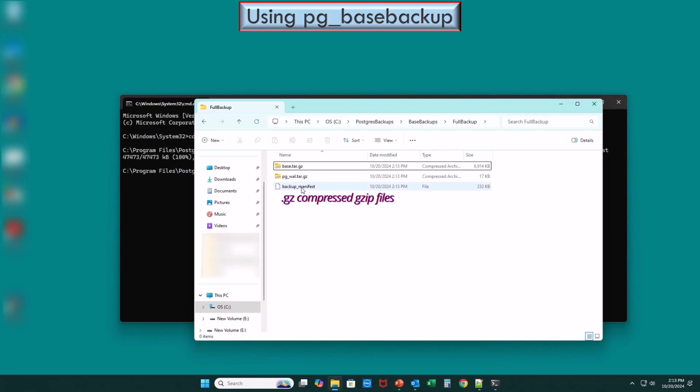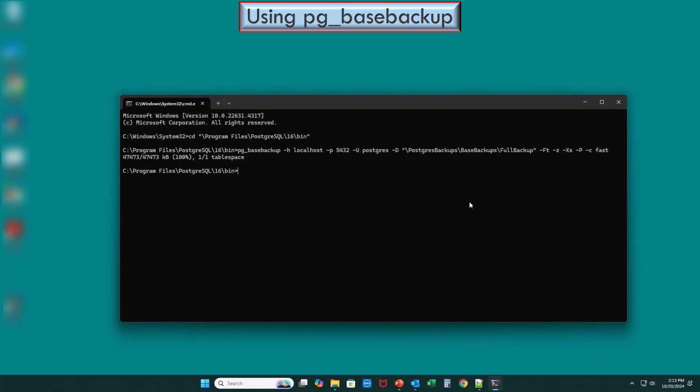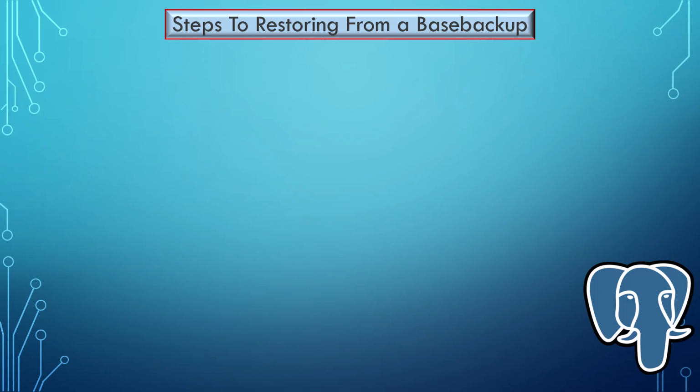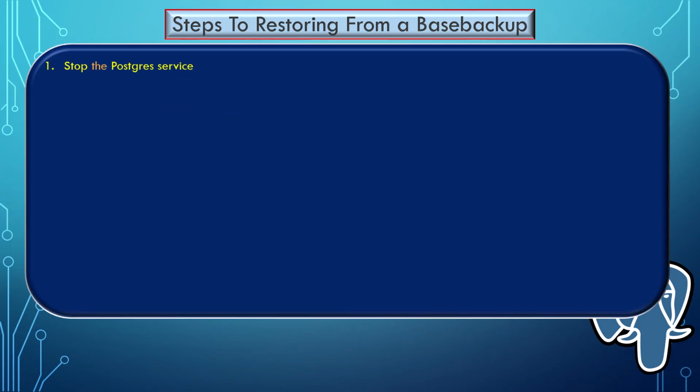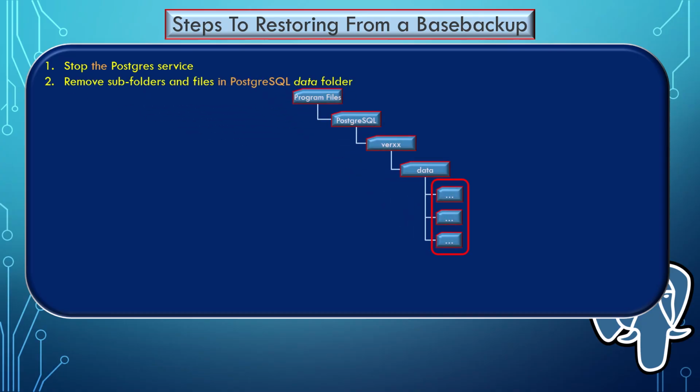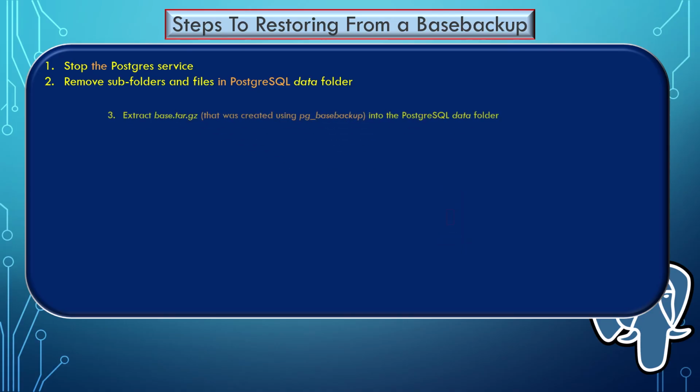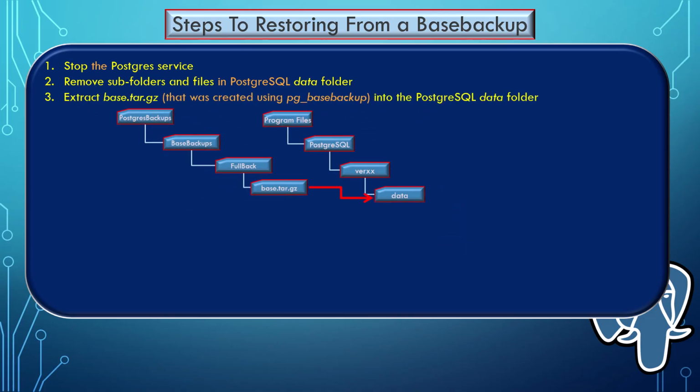Here we can see the backup files that were created as compressed gzip files in the full backup folder. The following are the steps for restoring from a base backup. First, stop the Postgres service. Then remove the subfolders and files in the PostgreSQL data folder. Then extract the base tar.gz file that was created using pg_basebackup into the PostgreSQL data folder.